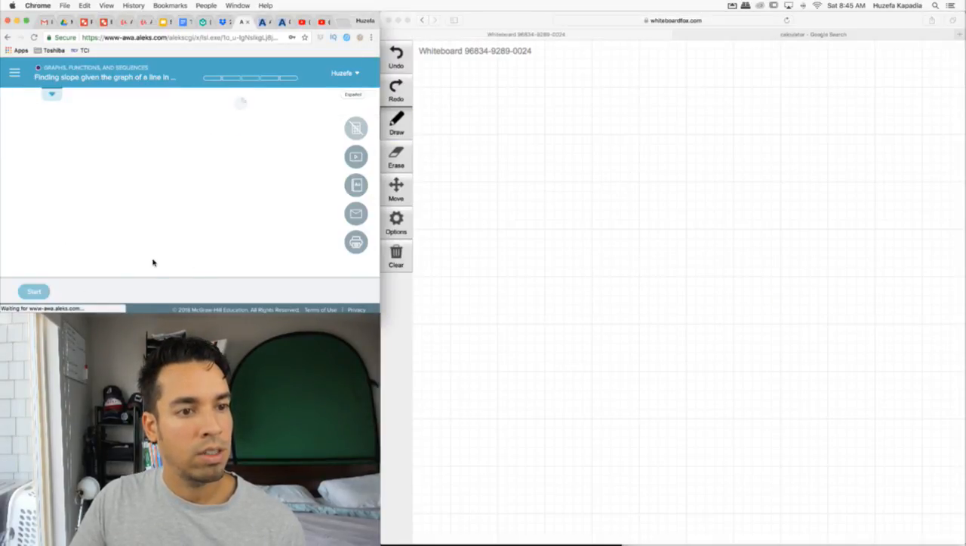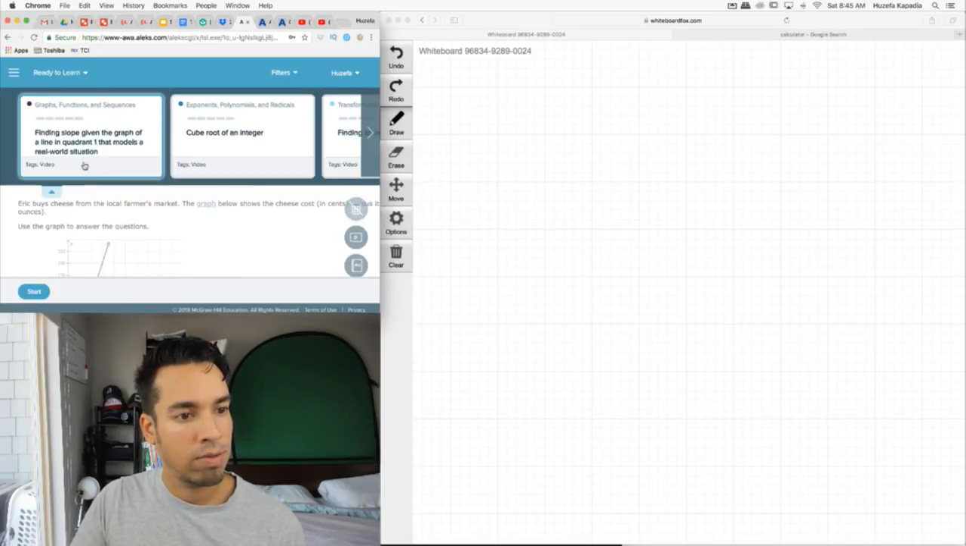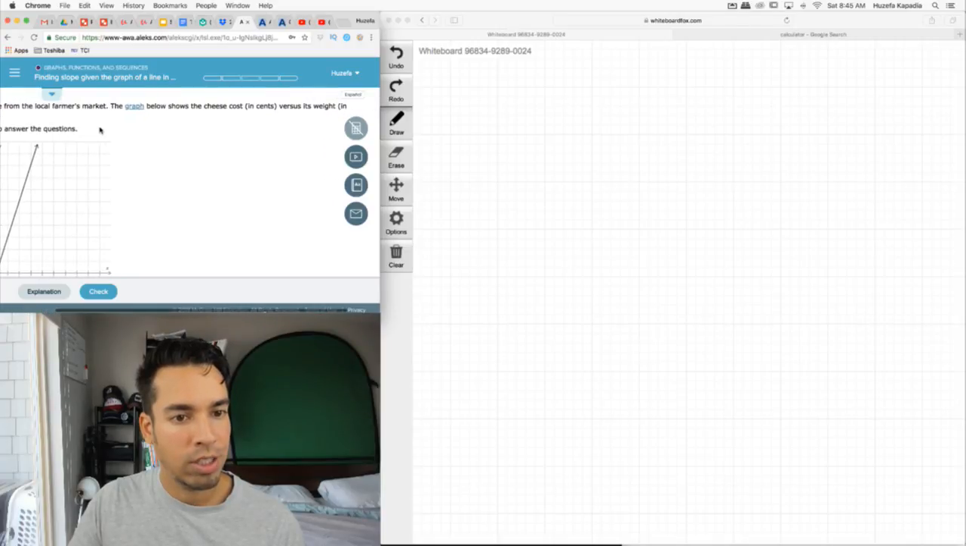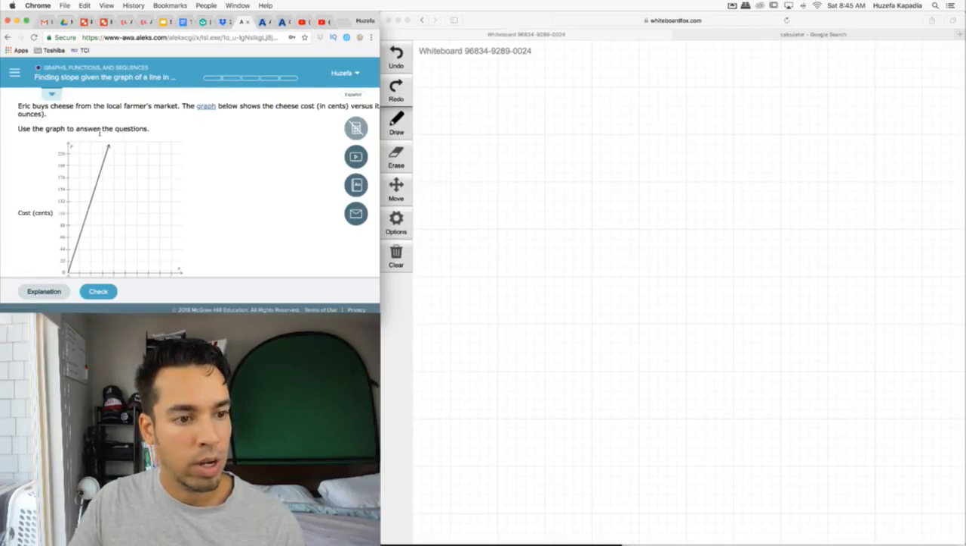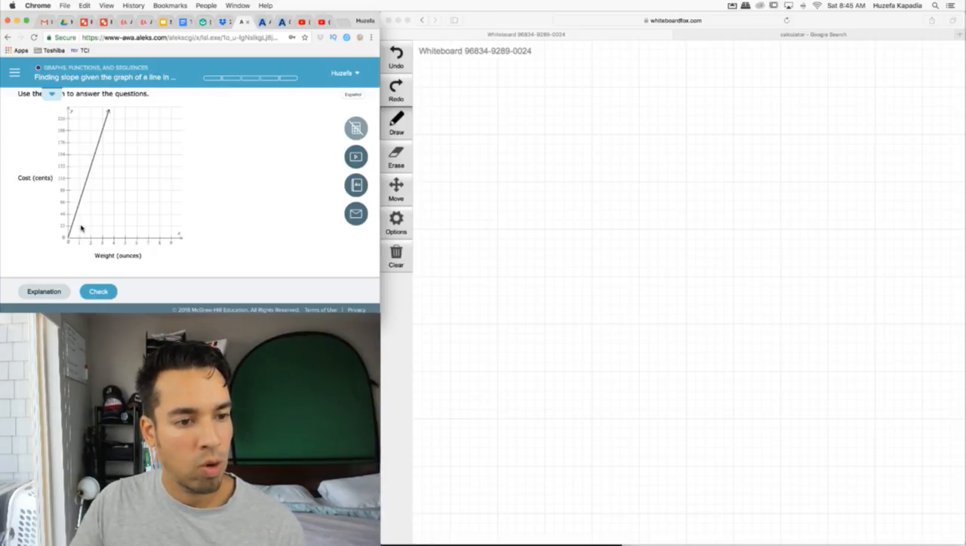Next, finding slope. All right, let's see this. Finding slope given the graph of a line in quadrant 1 that models a real-world situation. Eric buys cheese from the local farmer's market. The graph below shows the cheese costs versus its weight. So it's cost versus weight. As the weight goes up, the cost goes up, which makes sense. This is how things are usually priced at the market. At 1 ounce, it's 66 cents. 2 ounces, it's 132, etc.